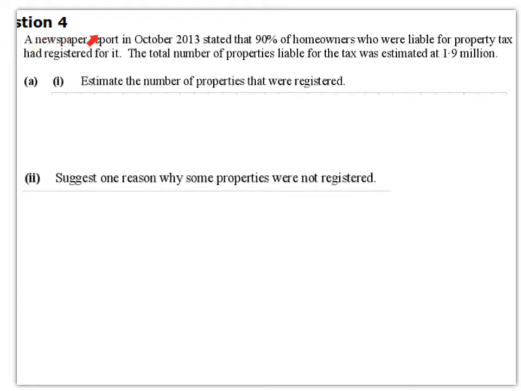A newspaper report in October 2013 stated that 90% of homeowners who were liable for property tax had registered for it. The total number of properties liable for the tax was estimated at 1.9 million. A. Part 1. Estimate the number of properties that were registered. And Part 2. Suggest one reason why some properties were not registered.